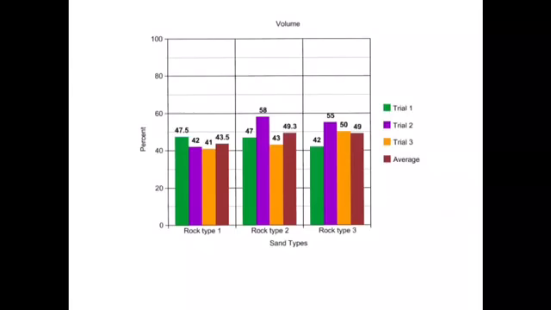So we did these trials, and we have all the data gathered from it graphed before you. So we have the percentages from each trial we did with each rock type, and then the average percentage. So with rock type 1, 43.5 was the average percentage. Rock type 2 is 49.3%, and rock type 3 was 49.9% airspace.